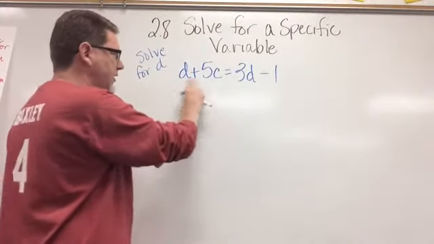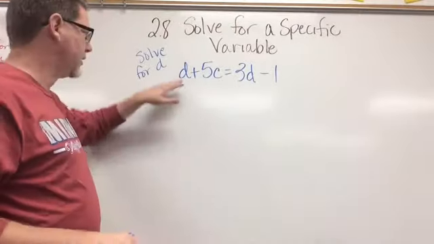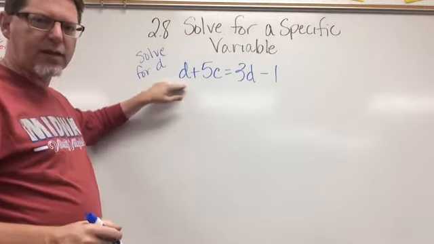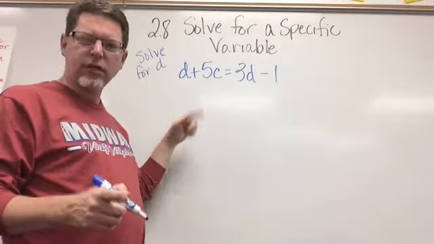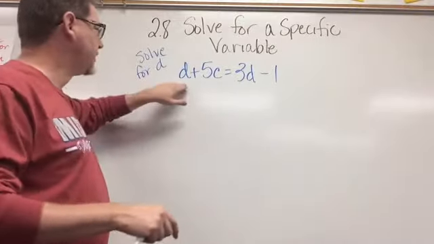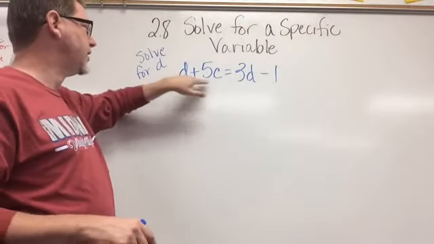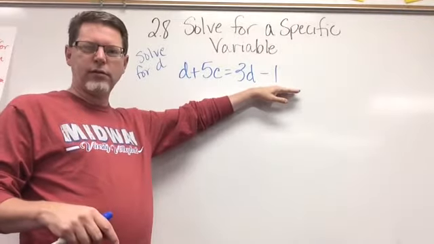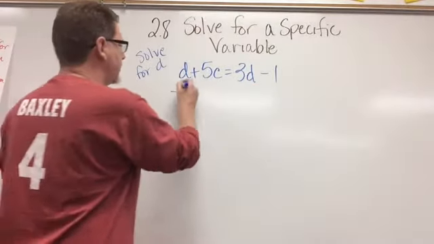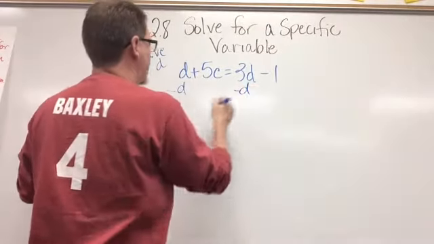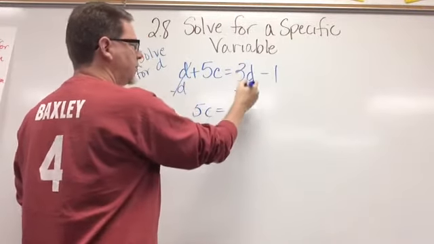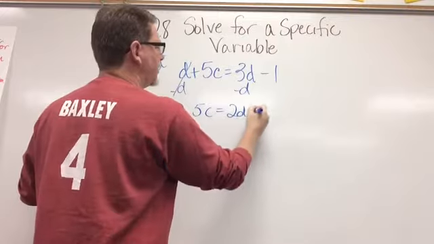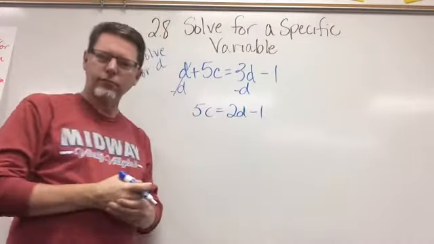So I've got a d and a 3d. The smallest d is the d, and so that's 1d. Have I told you that story why we don't put a 1 there? Oh, I should do that sometime. There's a d here, and so d plus 5c equals 3d minus 1. So I'm going to subtract d from both sides. That cancels out. I'm left with 5c equals 3d minus 1d is 2d minus 1.